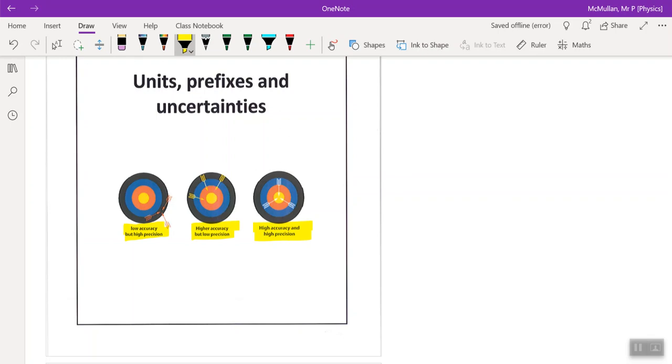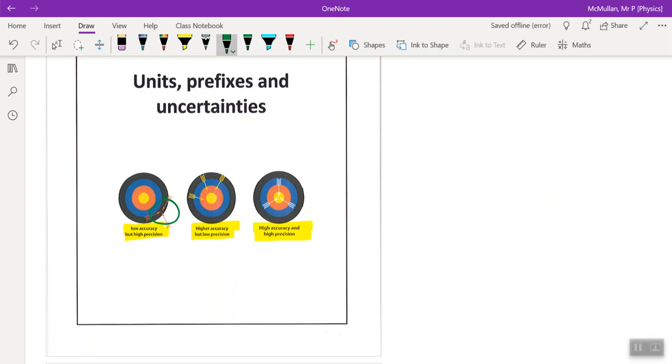If you look at this first dartboard, what you'll notice is that all of the arrows have hit the target roughly in the same area, and the spread is not that great. Now they're not near the middle, okay? They're not on the bullseye. So you're aiming for the bullseye. You've not been very accurate. However, you have hit the same area 3 times, so you have been quite precise.